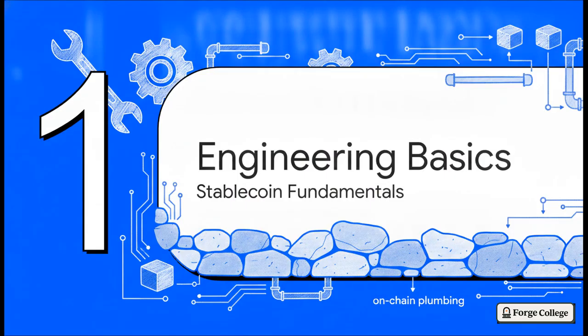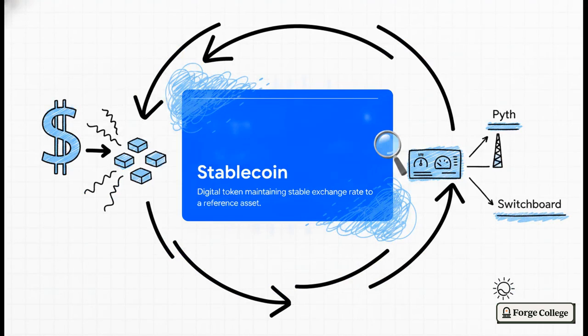Section 1. Stablecoin engineering basics. Let's lay down a rock-solid conceptual foundation before we start looking at the actual on-chain plumbing. So let's kick things off with a very clear, practical definition. A stablecoin is, at its core, a digital token engineered to maintain a highly stable exchange rate to a reference asset. Usually that's a fiat currency like the US dollar.